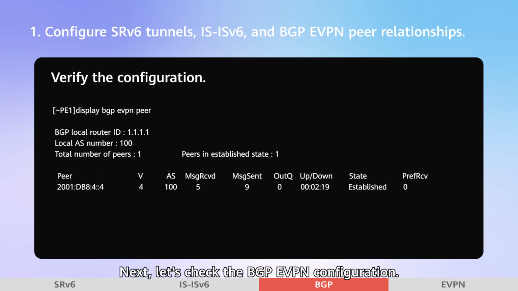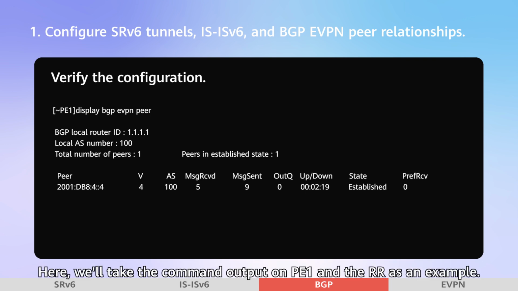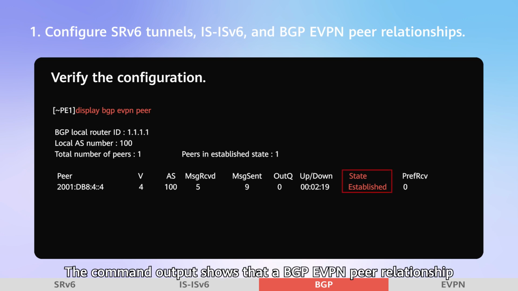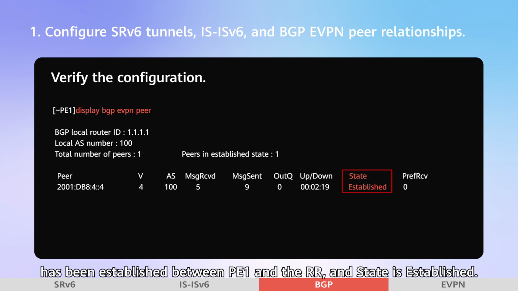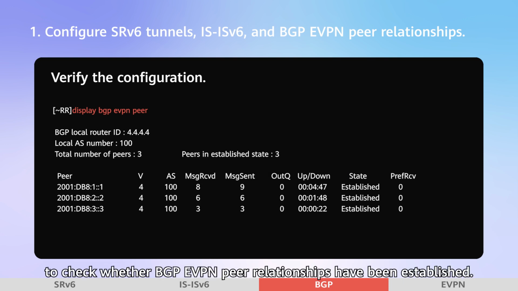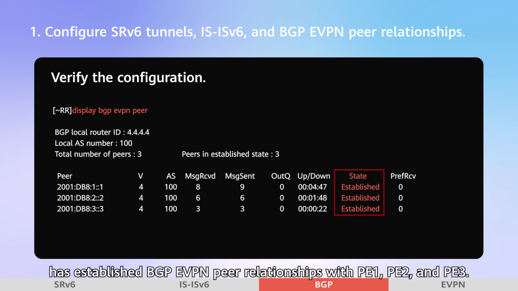Next, let's check the BGP EVPN configuration. Here, we will take the command output on PE1 and the RR as an example. Run the display bgp evpn peer command on PE1. The command output shows that a BGP EVPN peer relationship has been established between PE1 and the RR, and state is Established. Run the display bgp evpn peer command on the RR to check whether BGP EVPN peer relationships have been established. The command output shows that the RR has established BGP EVPN peer relationships with PE1, PE2, and PE3.